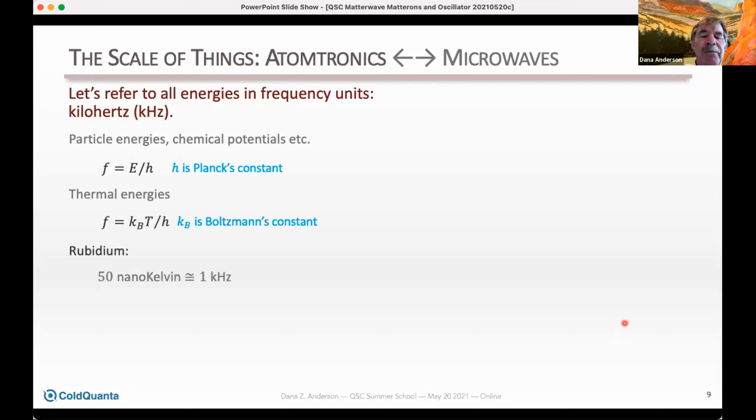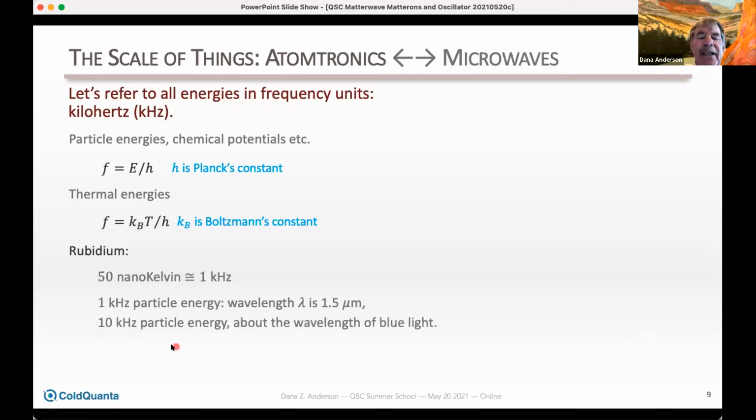For rubidium, a temperature of 50 nanokelvin, that's pretty cold, is about a kilohertz, a very nice number to remember. 50 nanokelvin temperature corresponds to an energy of 1 kilohertz. And a 1 kilohertz particle energy is associated with the de Broglie wavelength of about 1.5 microns, all right? More or less a typical communications frequency. A 10 kilohertz particle energy, which we'll also be talking about, is the wavelength of blue light.